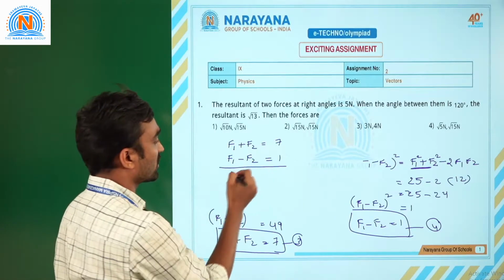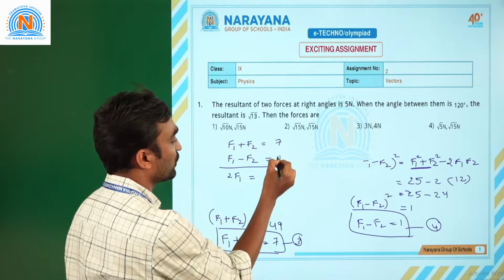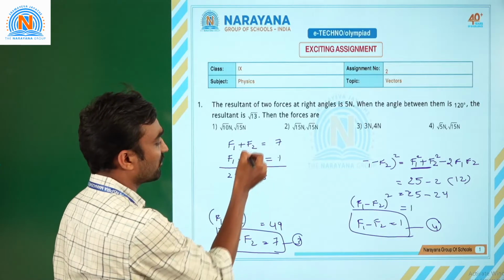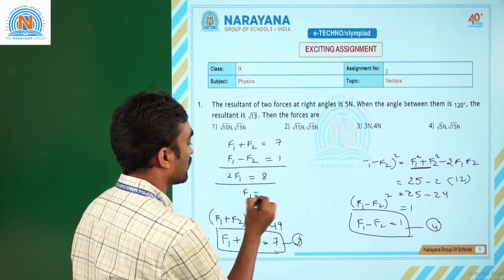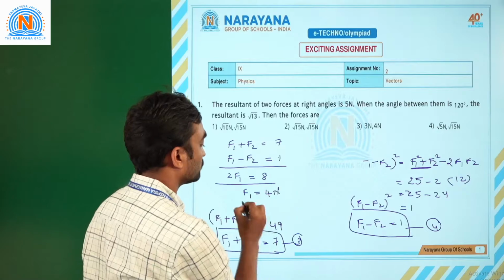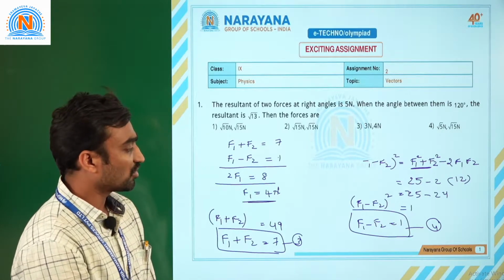By adding these two equations, we will get f1 plus f1, that is 2f1, equal to 7 plus 1, that is 8. Plus f2 minus f2 will cancel each other. So from this we can find f1 equal to 8 by 2, that is 4 Newton. Now we got the value of f1. Now how to find the value of f2?